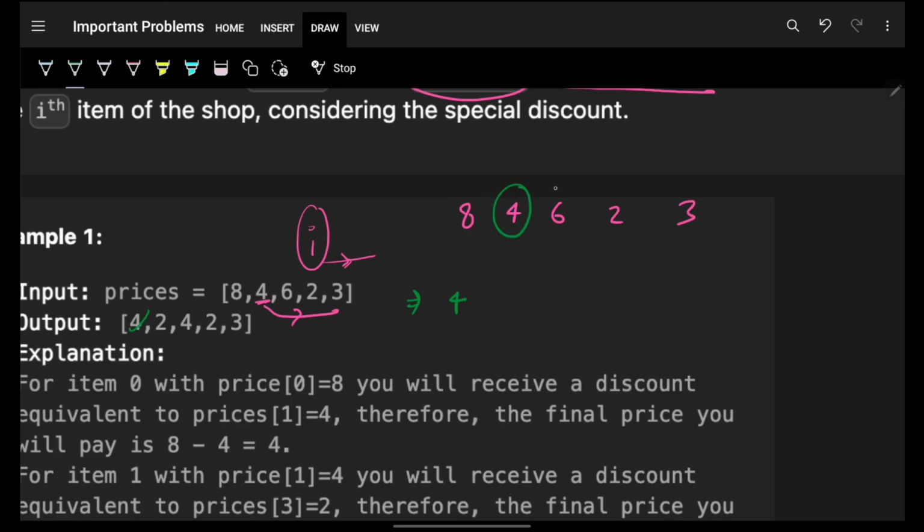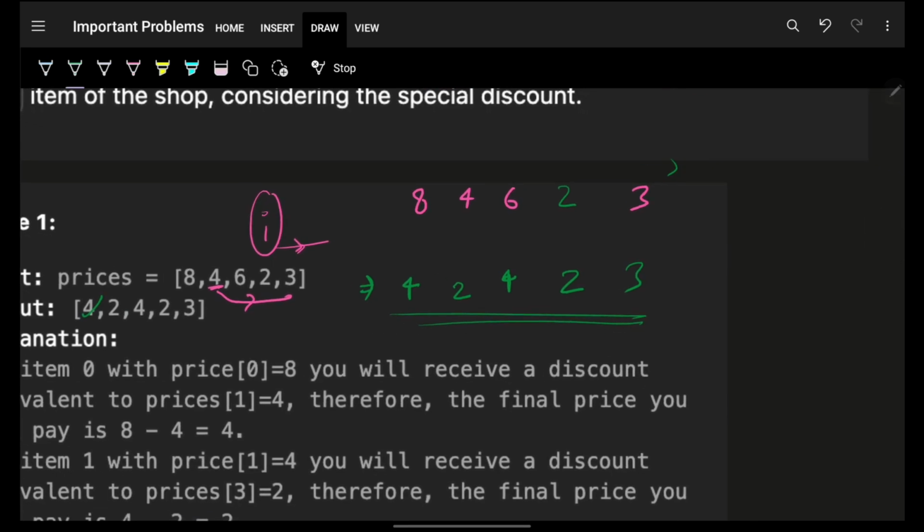Okay, for this 4 I'll go on the right side, the first price which is less than or equal to 4 is 2. This is the discount, subtract it, you will get a value of 2. For this specific 6, go on the right side, first value less than or equal to 6 is 2. Simply subtract it, you will get a value of 4. For 2, on the right side nothing is less, so 2 will remain as is. For 3, I'll go on the right side, nothing there, so 3. So this is the final answer with the discount.